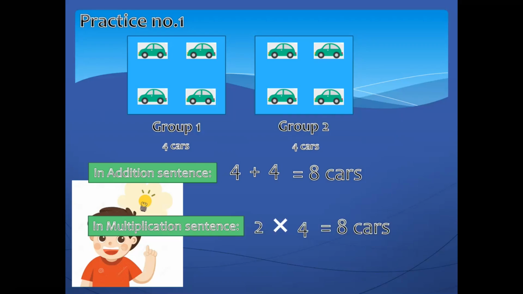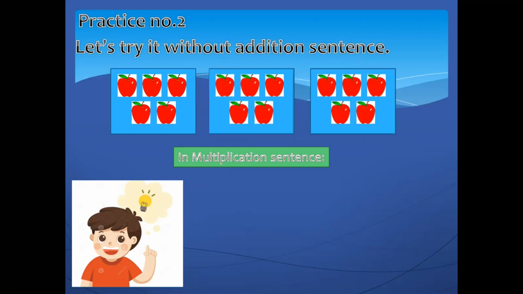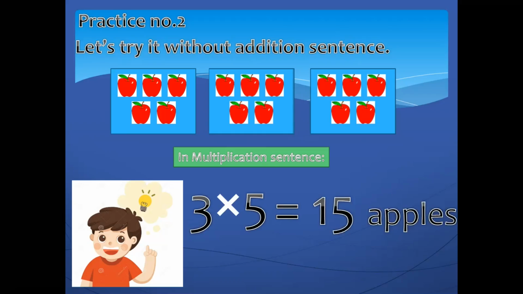Okay, let's proceed. Another example. Practice number 2. In this example, we should try it without the addition sentence. Take note, I'm going to give a reminder. In a multiplication sentence, we should write the group first. How many groups do we have? Okay, great. We have 3 groups. So 3. Then multiply by the number of objects in each group. How many apples in group 1? Great. We have 5 apples. Multiply by 5. Then how many apples do we have in all? Very good. We have 15 apples.